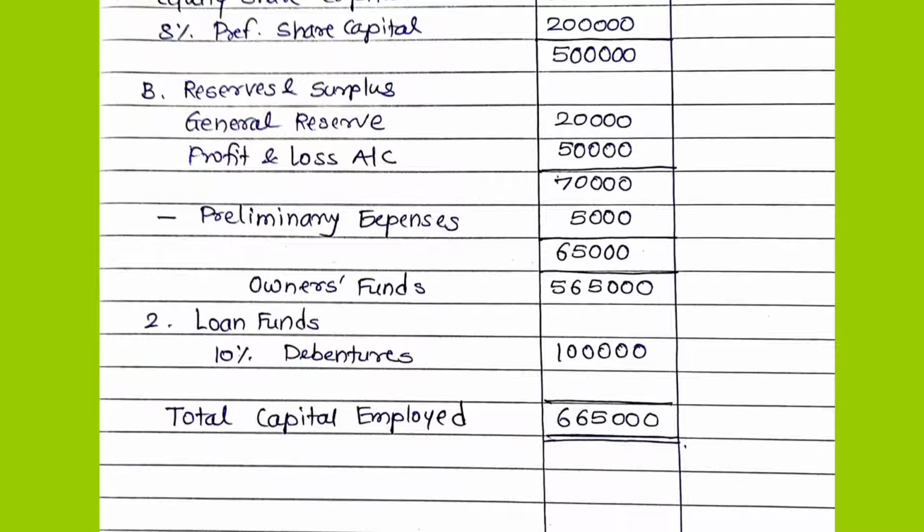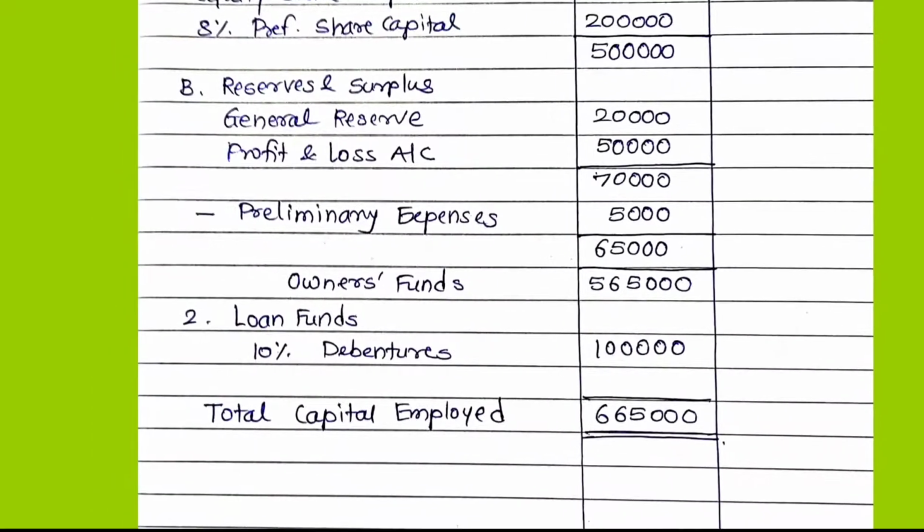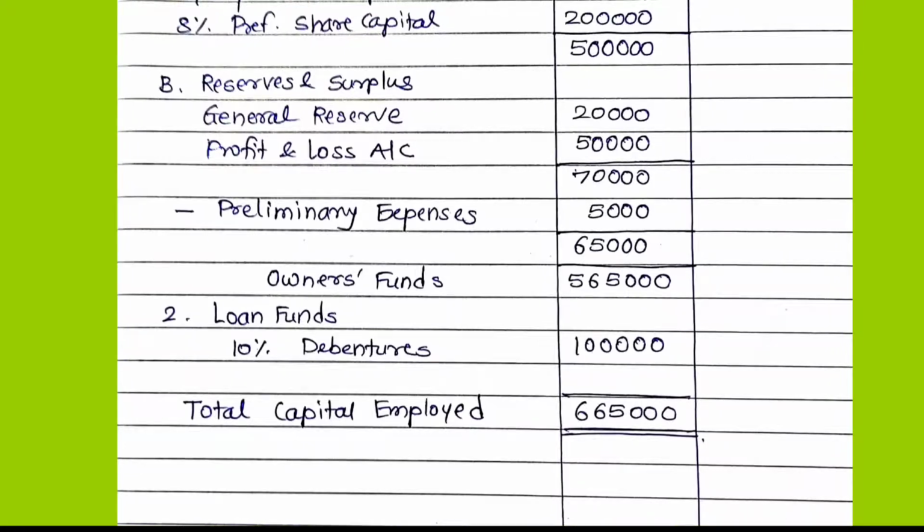Now the second heading in the balance sheet is loan funds, and into that you can also write the second heading as secured loans under the heading loan funds. 10% debentures. So debentures are here 1 lakh rupees. And now we are making the total of the liabilities side. Owners' funds 5,65,000 and debentures 1 lakh, making the total capital employed 6,65,000.